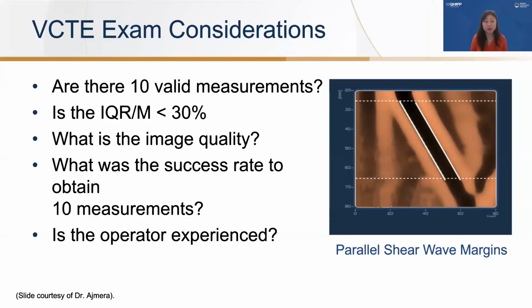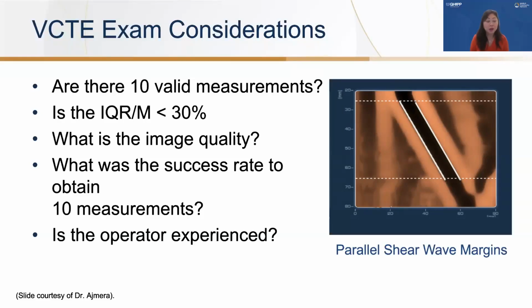In my clinic, I use 20% as the cutoff. IQR is your quality control metric to tell you the reliability of the liver stiffness test. And so the lower the IQR, this means that the results are consistent across repeated measurements.